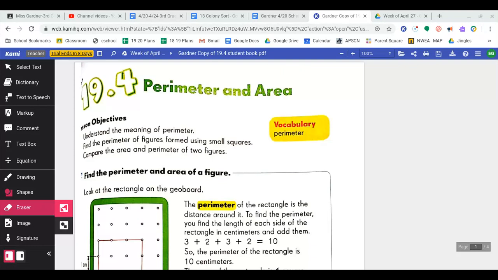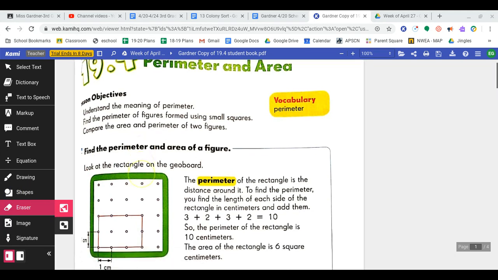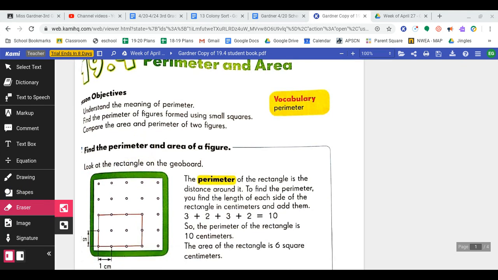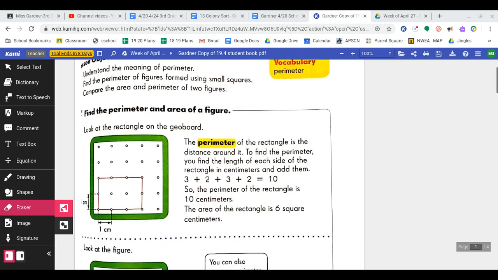Good morning. This is the math lesson 19.4. We've been talking about the area of different shapes. So how much is inside of a two-dimensional shape? But today we're going to be looking at perimeter, which is the measurement on the outside of a polygon. So we are going to look at that in relation to area and kind of go back and forth between them in our lesson today.